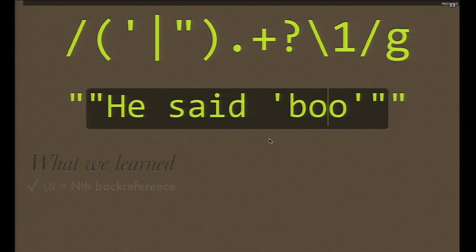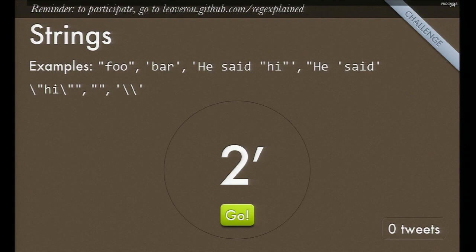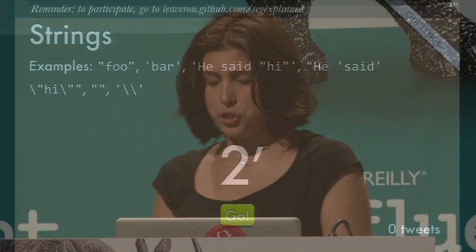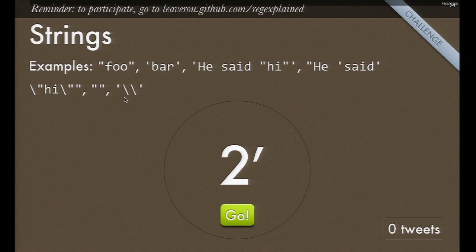Of course, this has some problems as well. It doesn't account for escaped quote marks. Like, this is treated like a quote mark that delimits the string, where it actually should be ignored. It should be treated as a regular character. Which brings us to the last challenge, which is to improve that regular expression. I remind you, the regular expression was this, so that it actually accounts for this case, escaped quote marks, and it also accounts for double backslashes, escaped backslashes.